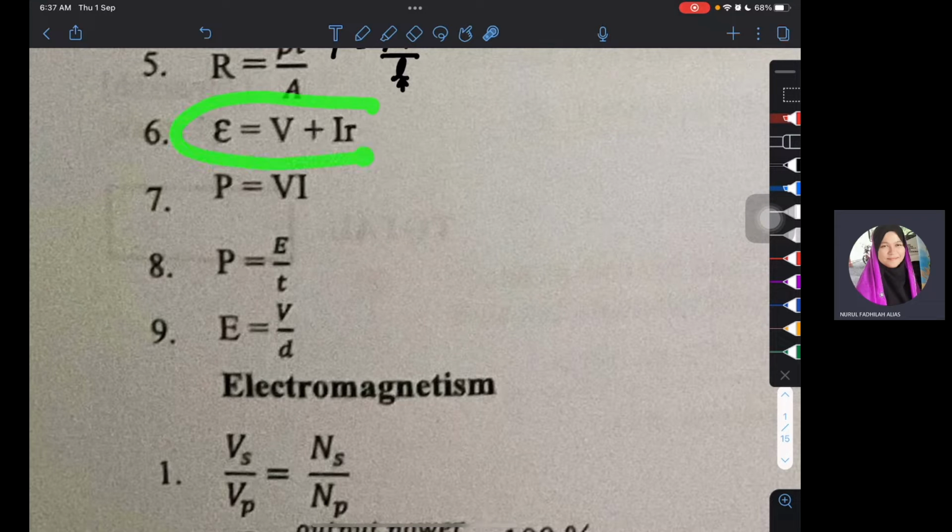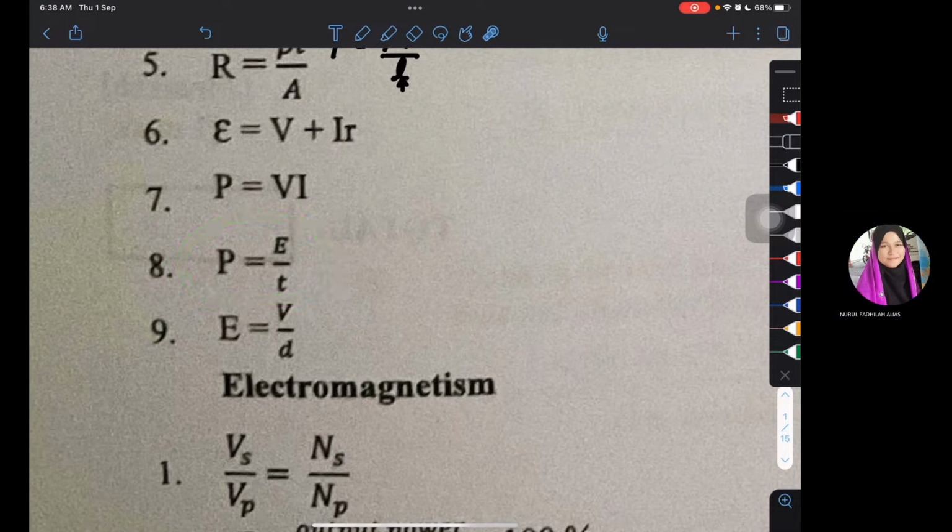So what's this formula? This epsilon means EMF. R is internal resistance. And then this one is power. This is also power. So which one is the one that tells you the definition of power? This is the definition of power. Power is the rate of energy.